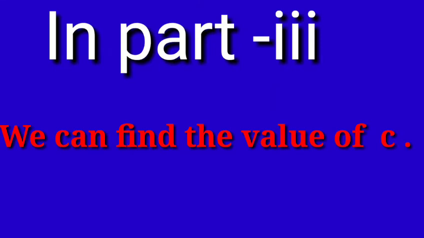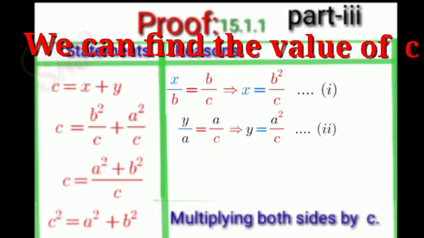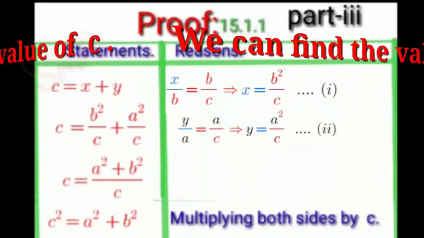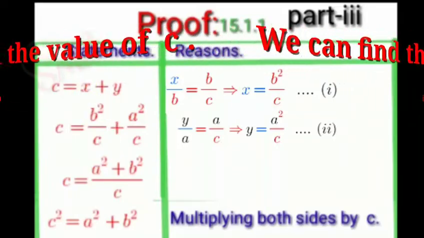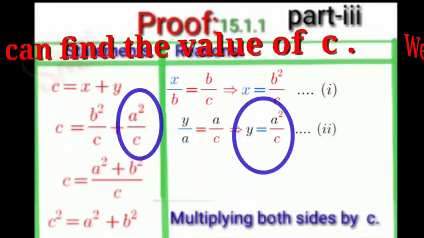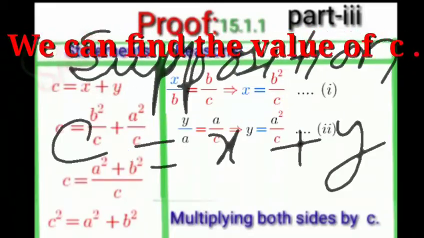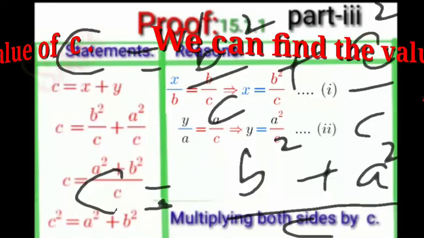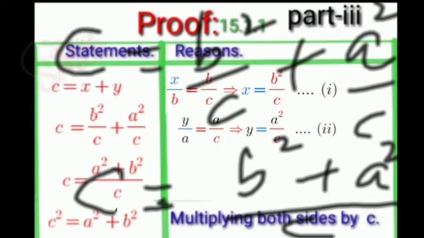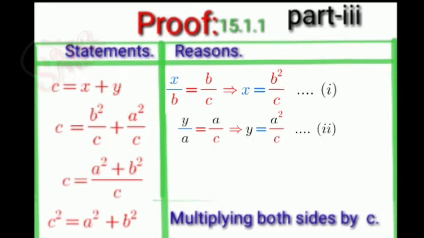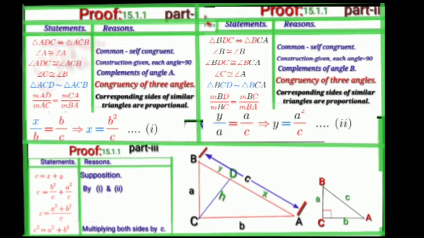In part 3, we can find the value of C. Where x is equal to B square over C, while y is equal to A square over C. In supposition, C is equal to x plus y, so C is equal to B square over C plus A square over C, so C square is equal to A square plus B square, which is the proof of Theorem 15.1.1.